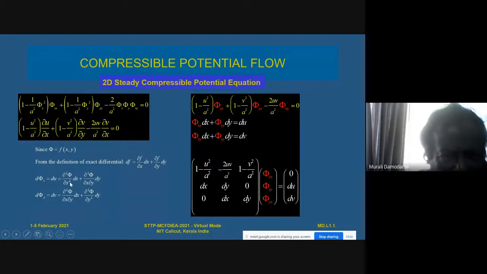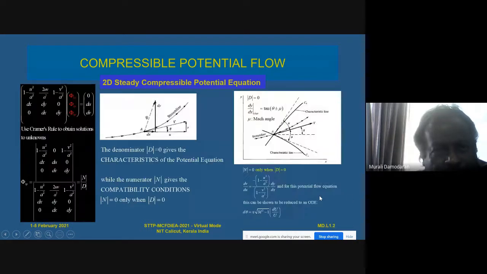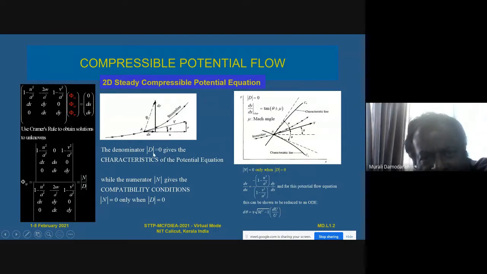I can get two more equations, and I can put this equation in the matrix form, and then I can solve for all these red terms. And the way to do it is by Cramer's rule, and just take one example here, phi xy, and that is what you get. So all the other solutions will be of this form. You have a numerator and a denominator. And if you set the denominator to 0, that equation will give you the characteristics of this potential equation.